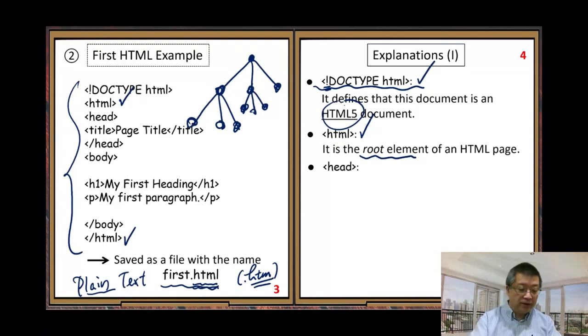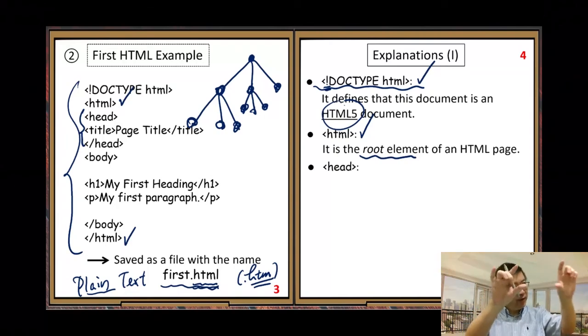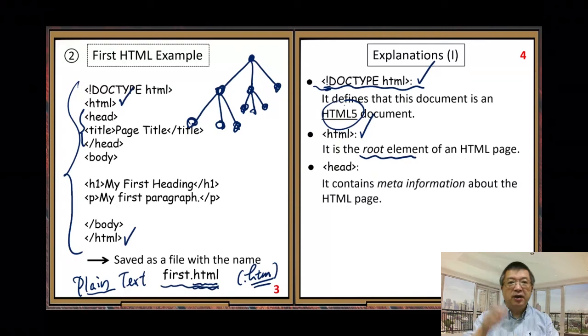Then the head element, the head part. For this document, you define a special element called the head element. In this head element, you can put some special pieces of information to tell the web browser you need to do something special. All right, so that's the head. It contains meta information. So what is the meta information?